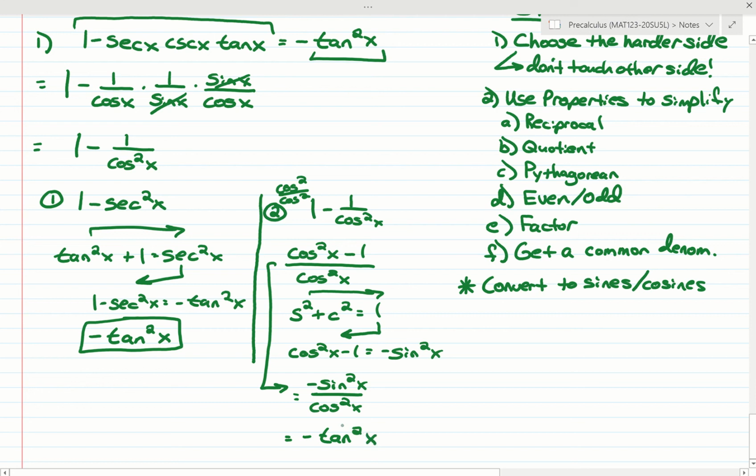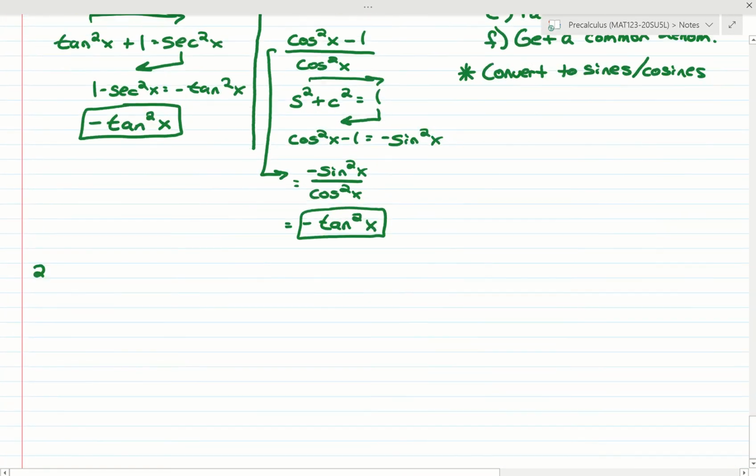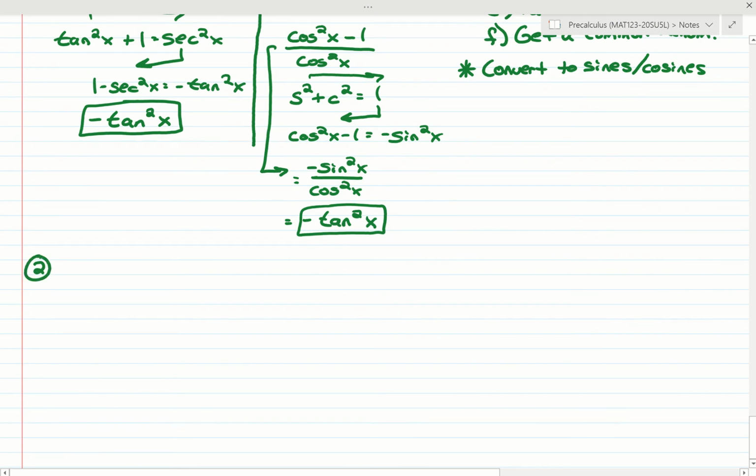I think for most people, from my experience, most people prefer to just convert to sines and cosines and then see through to the end of the problem doing that. I don't expect you to get this from the first problems. We have a few more. How about something like this? Let's go: secant of x minus cosine of x over cosine of x is equal to tangent squared of x.